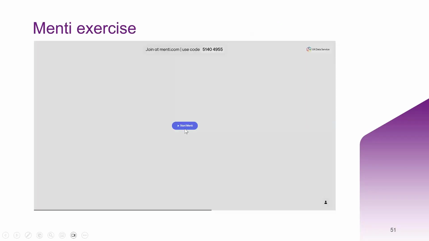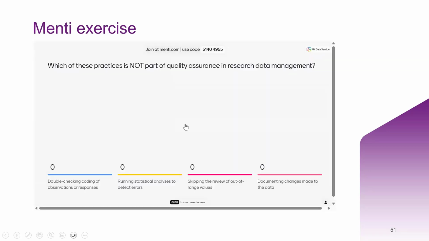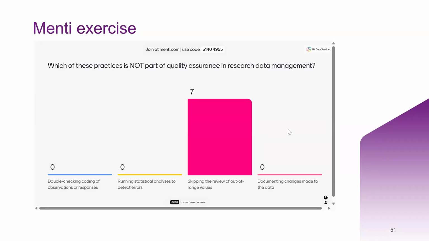Now, another short Menti. Which of these practices is not part of quality assurance in research data management? That's fantastic. Responses are coming in. That is very correct. It is indeed skipping the review of out of range values.